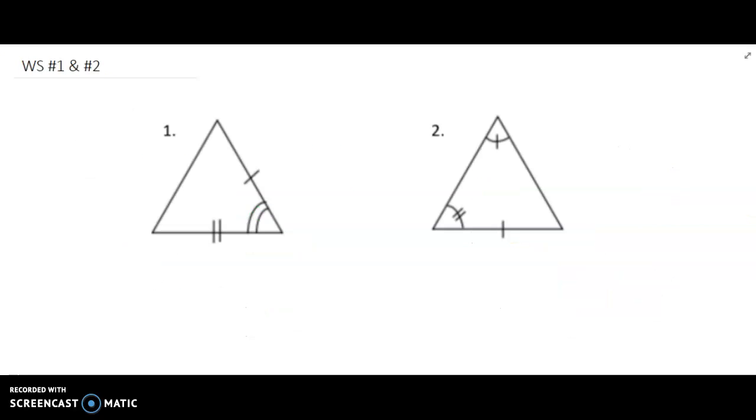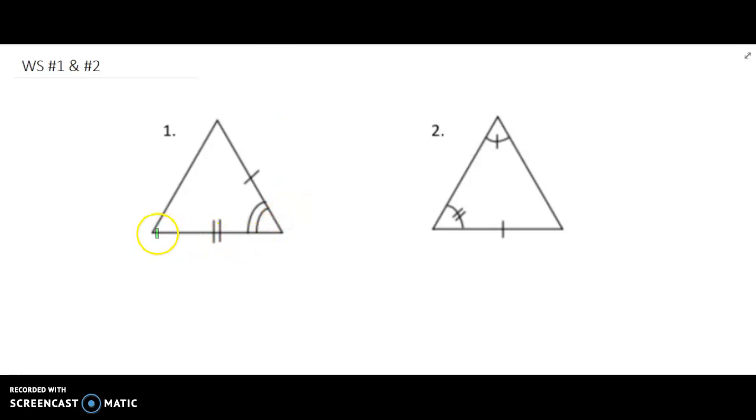All right, guys, so this worksheet number 2 is your assignment for today, and I'm going to do a few, or a couple from each section, with you. So this first part, the directions say determine what type of information is given to you: side, side, side, side, angle, side, angle, angle, side, or hypotenuse leg.